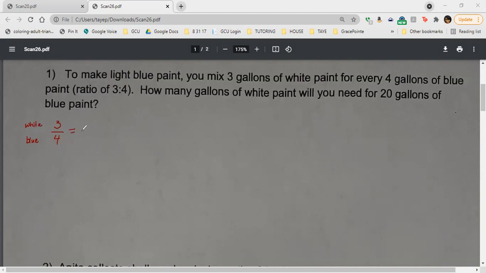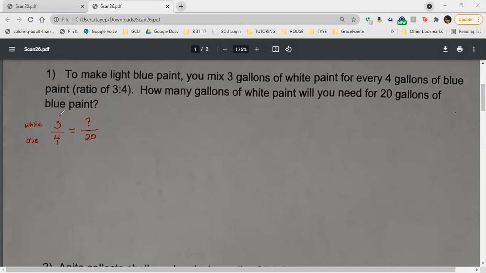So now we're setting this equal. And let's see, the problem says how many gallons of white paint will you need? So that means we don't know how many gallons of white paint. So I'm just going to put a question mark there. And then it says for 20 gallons of blue paint. So I'm going to put 20 down there at the bottom. Okay, so now let me show you a strategy here.